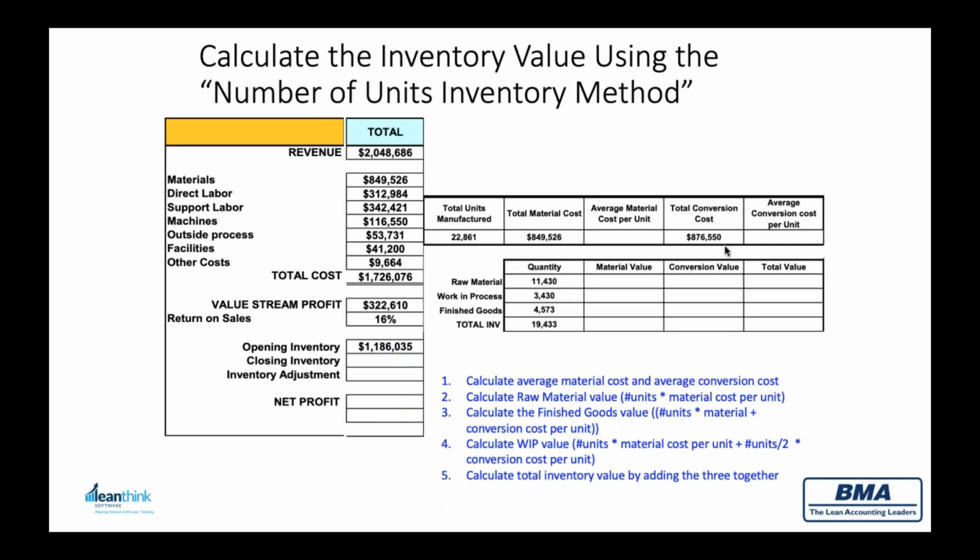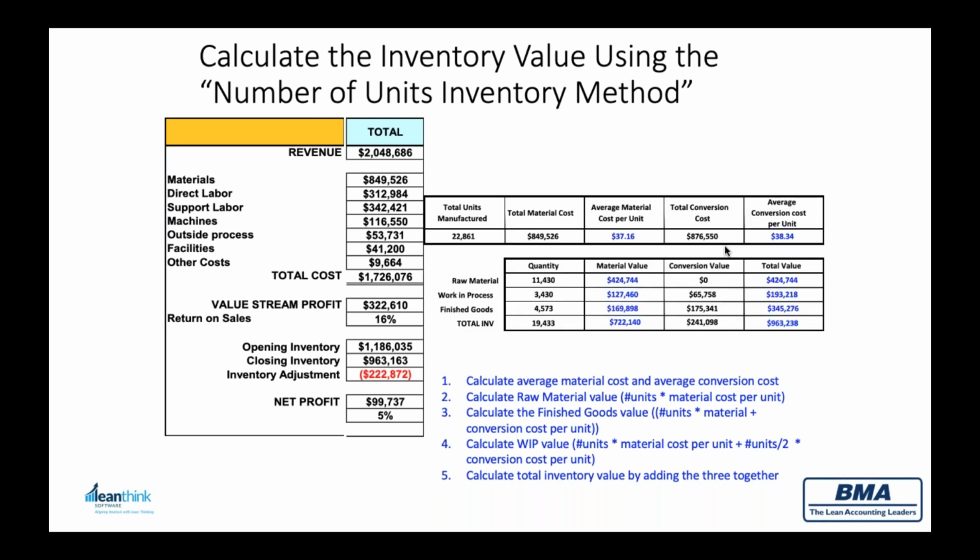You can also use the number of units of inventory method, very similar to days, but we're using units instead of days. So we calculate an average material cost and conversion cost per unit. We multiply it by the units on hand, and we get to the same number, and we can now make the journal entry.